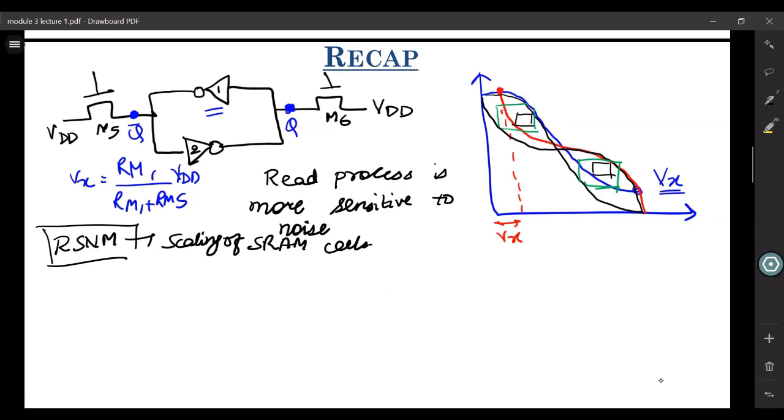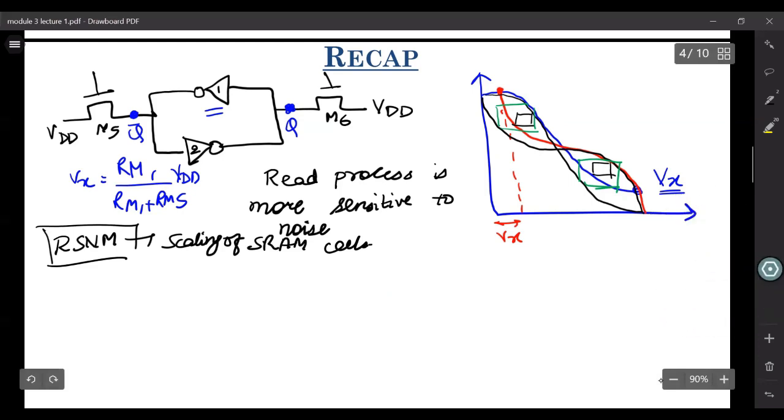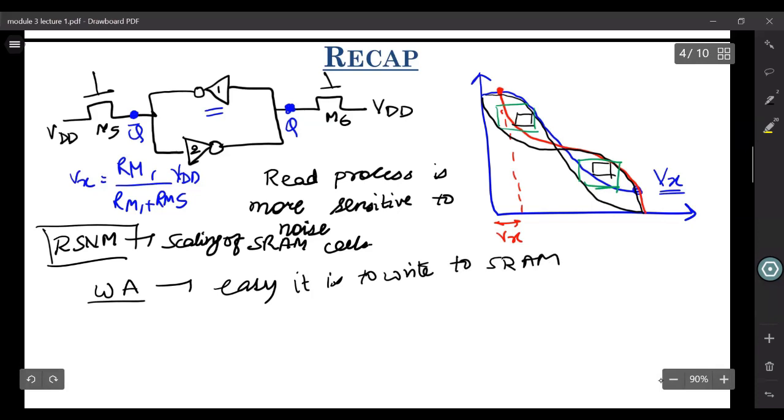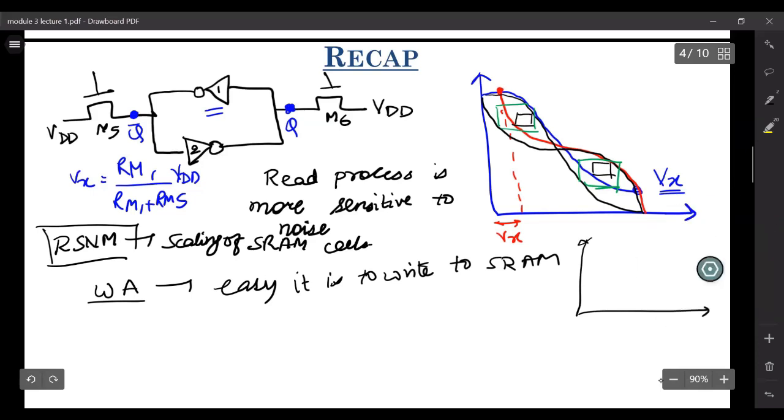So with this, we also studied writability. So writability simply gave you the strength, or I would say, how easy it is to write a particular value to your SRAM cell. So that is what was given by your writability. How do we characterize it? We characterize it by the crossover of, let's say, we represent Q and Q bar like this.